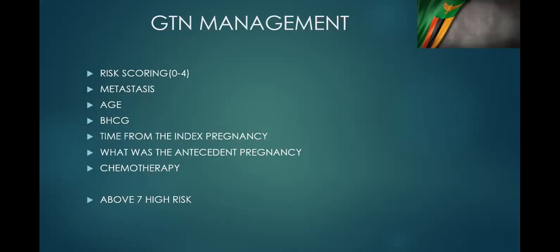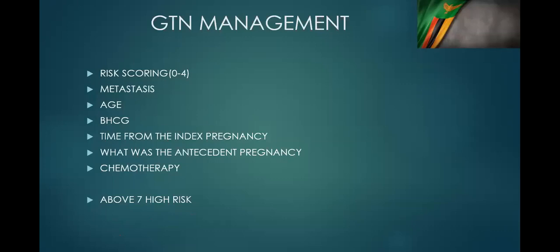So we need to say from the event, which could have been a normal pregnancy, an ectopic, a partial mole, or a complete mole, how much time has passed in months. If the time has been over a year, that's very high risk. You grade that as 4. You give a score of 4 for that. If somebody comes after a year after the event, that is graded as 4.